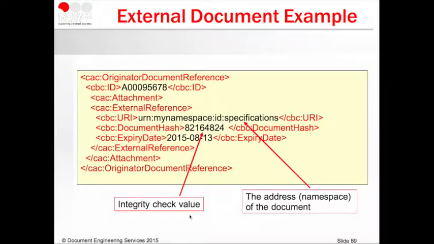And here's an example using a URI, which is a web address for the document, a hash total, so you can check its integrity and make sure it hasn't been corrupted in some way, and an expiry date.